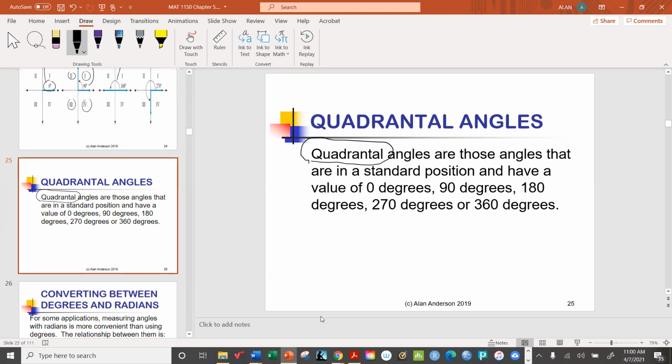Yeah, that's right. Quadrantal angles. Just try to imagine yourself having a conversation and this word pops up in your conversation. Yeah, you know, I noticed some quadrantal angles walking down the hallway here. That would be very strange.